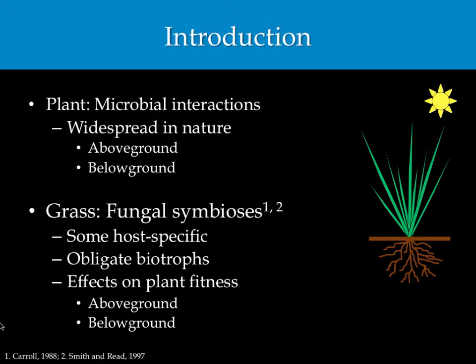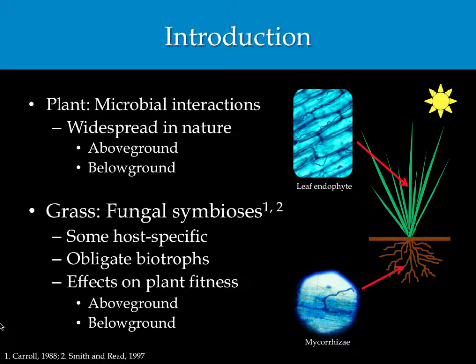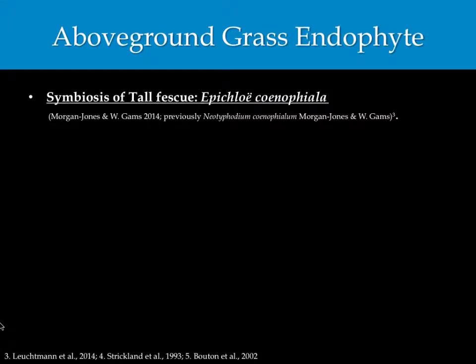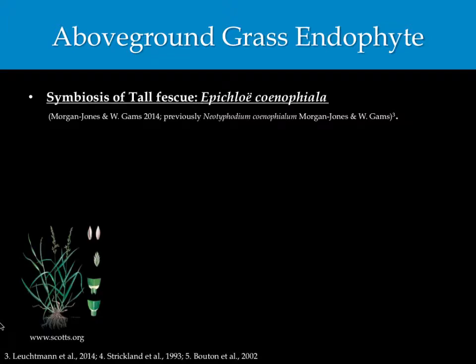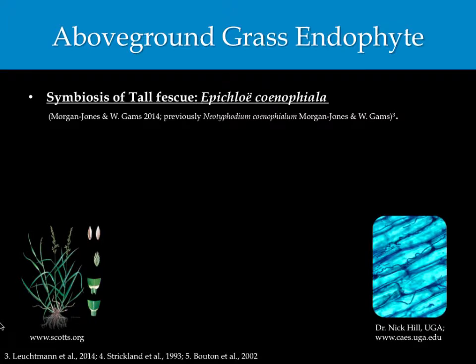When this association is a mutualistic one, they can have many positive effects on plant fitness, both above and below ground, such as increased stress tolerance or plant growth. While we know more and more about the individual effects of these fungal symbionts on their plants, we know very little about how multiple symbionts within the same host plant interact with each other or how those relationships are mediated by the host plant. One plant fungal symbiosis that is of particular interest to us is that between tall fescue, a common cool season forage grass in the southeastern U.S., which you've heard about a little bit today, and Epichloë coenophiala, an above-ground asexual fungal endophyte.